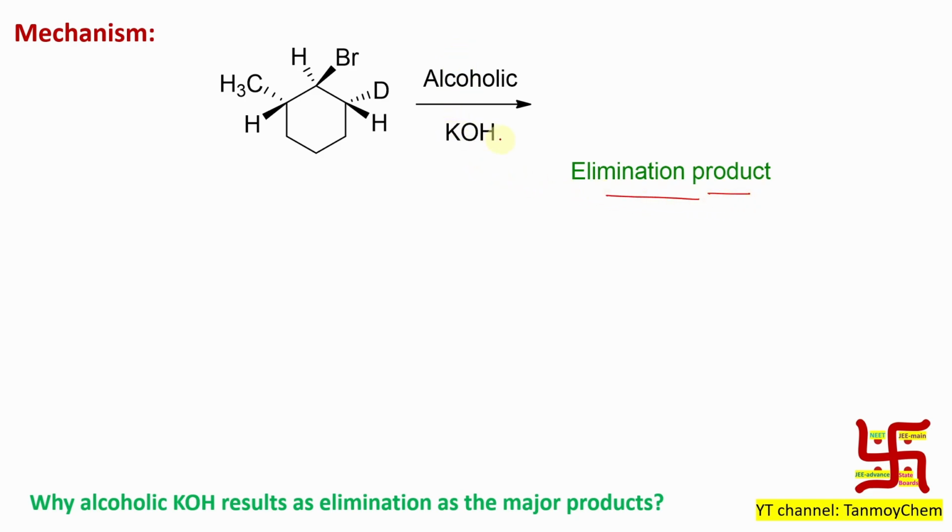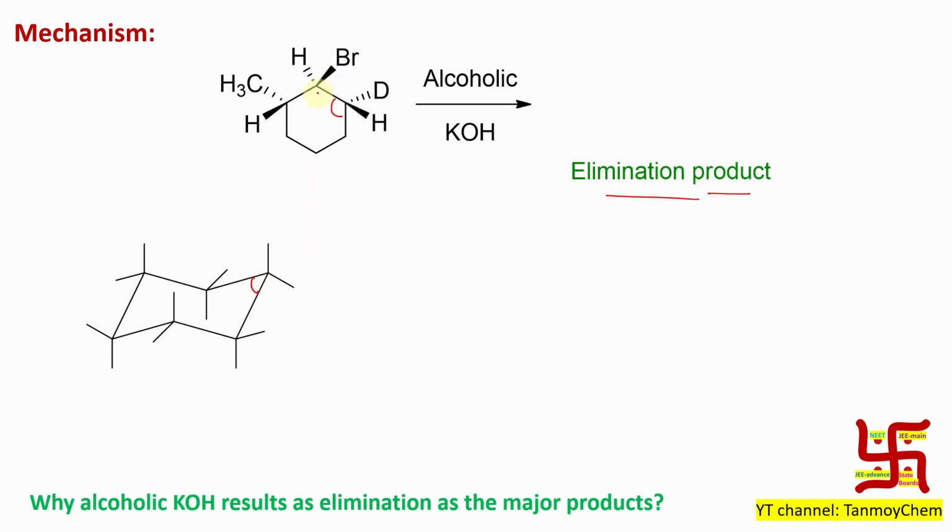Now alcoholic KOH reacts with this compound. This structure is pretty confusing, I know, because cyclohexane doesn't actually look like this. You might think this bond angle is nearly 120 degrees because it's a hexagon, but cyclohexane actually looks like this, and you will agree it is close to 109.5 degrees.